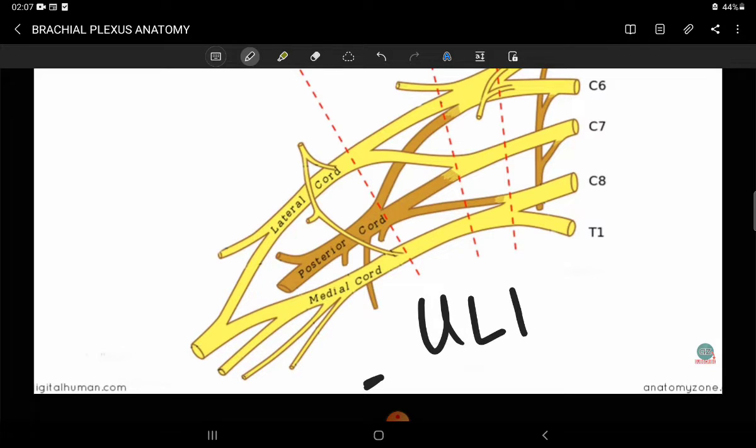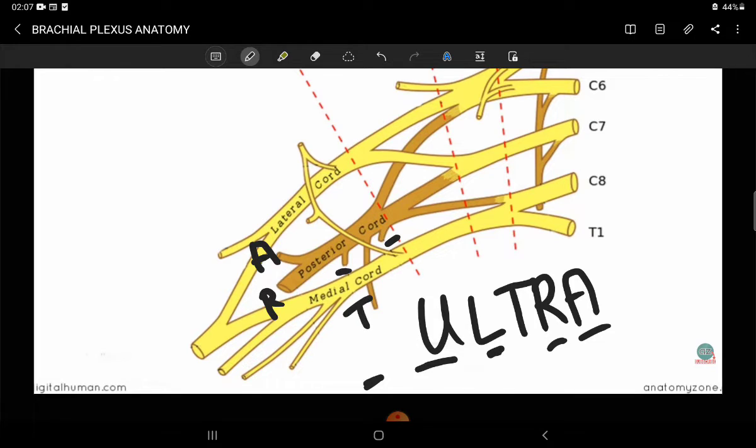Okay, so what does ultra stand for? Obviously, you know this is axillary, this is radial, so RA vent. So this is upper subscapular, this is lower subscapular, and this is thoracodorsal. Okay, that's all. These are the branches and the mnemonic to remember them.